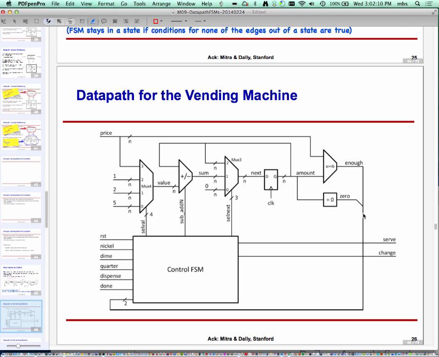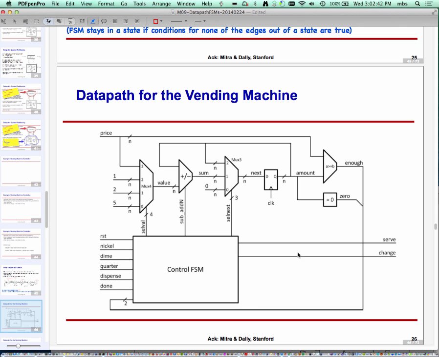I have that comparator also, and I feed that to the control FSM. So there's stuff going from the data path. The multiplexers are controlled by the controller. So what's happening is the controller is going to tell the data path what to do, whether to compare or not, and it is basing that information in part upon what it's seeing from the outside world, coin being deposited or stuff like that, as well as what it is receiving from the data path.